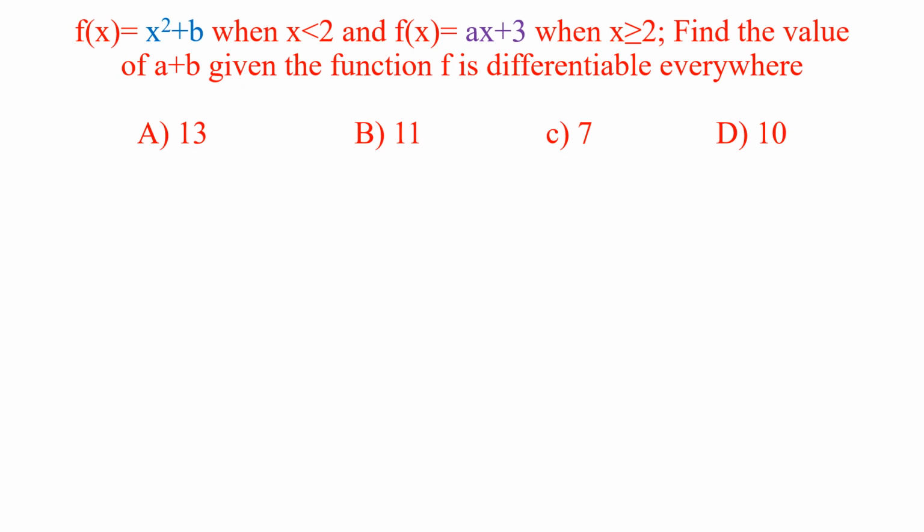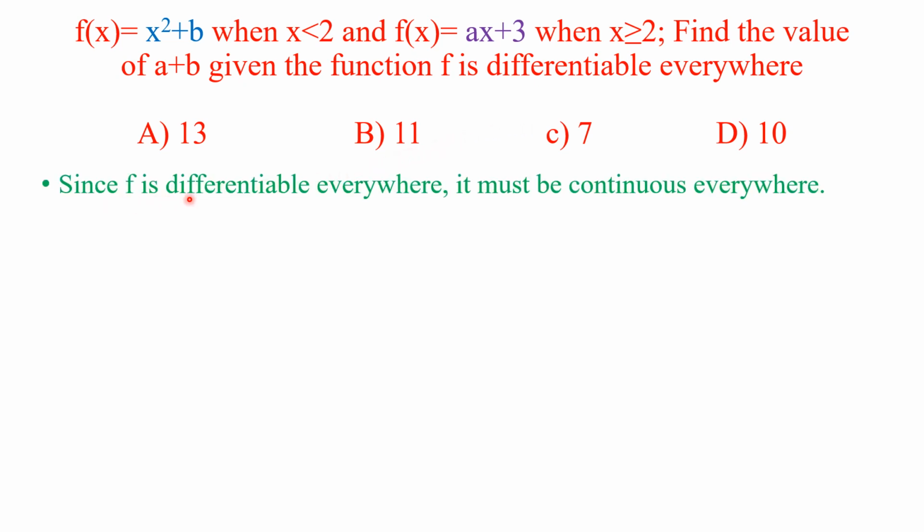The first question. f of x equals x squared plus b when x is less than 2. Also, f of x equals ax plus 3 when x is greater than or equal to 2. Find the value of a plus b given the function f is differentiable everywhere. The value is among one of these four options and we have to search for it.